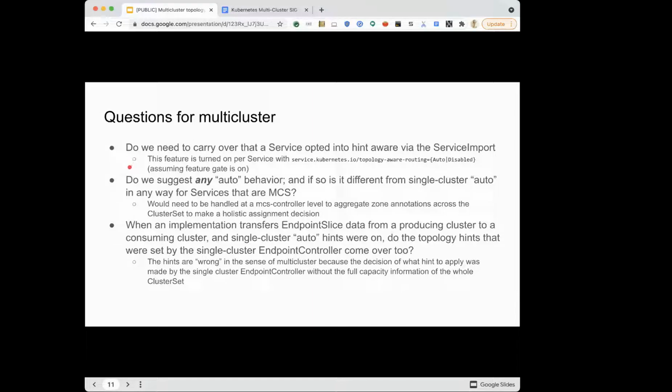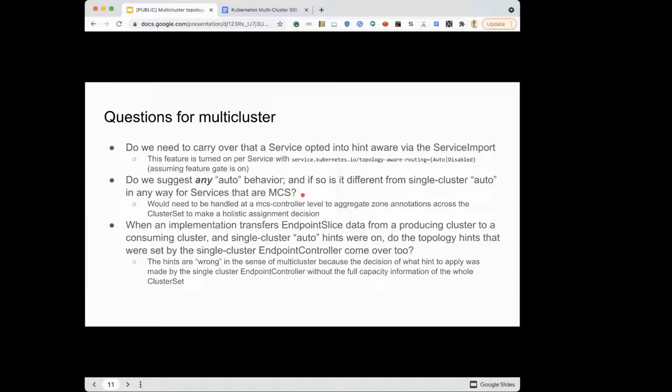So some basic questions: if this is a property that's set on a service, which it is, there's an annotation that goes on a service, is that something we need to carry over to our service import, or say in the MCS spec that we need to carry it over? Do we suggest any auto behavior at all? If so, is it different from single cluster auto behavior in any way for services that are MCS?